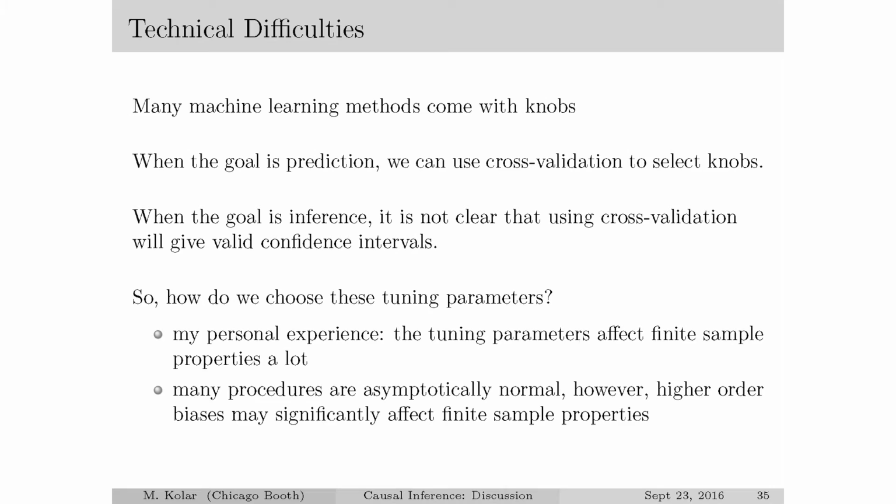So for example, there's theory that tells us how we should be picking the knobs. Lasso comes with a knob called lambda that tells you how much you're going to shrink your coefficients to zero. Even though there's a rate of lambda that we can set, in practice, choosing constants in front of that rate is still tricky. It's not quite clear that cross-validation is going to give us the right answer. Cross-validation is usually used to choose a model that is going to predict well. However, if you're interested in confidence intervals, it's not quite clear how this is going to be useful. So I think there's still more work to be done on how to choose tuning parameters.